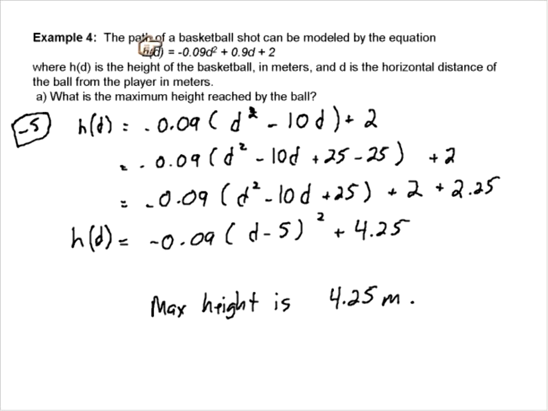If someone's shooting a basketball, is 4.25 a reasonable answer? It definitely is. A basketball hoop is a little higher than 3 meters. Maximum shot, 4.25, very reasonable. If I got a maximum height here of 425, I have made a mistake because it has to make sense. So this answer definitely makes sense. It has to be a positive value. You can't shoot a basketball into the ground, so it has to be a positive value. So that is the maximum height.